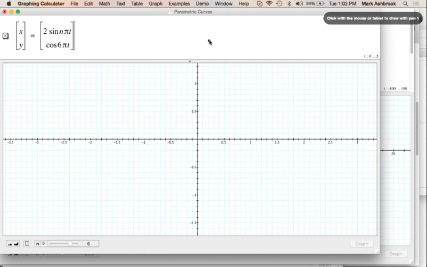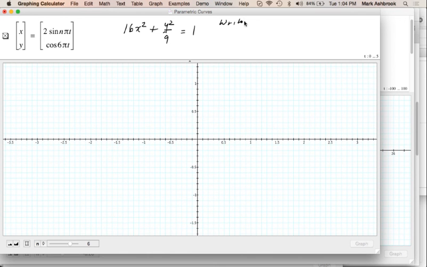Let's see. 16x squared plus y squared over 9 equals 1. Write that curve parametrically.